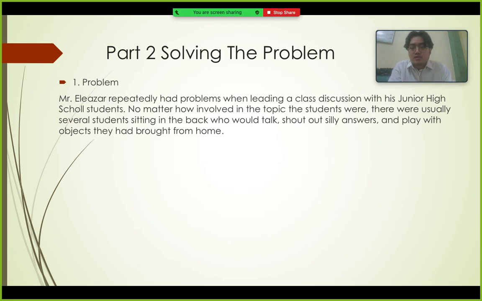Okay, to solve the first problem, here's a plan to help Mr. Eleazar manage the situation. First, establish clear expectations. Mr. Eleazar should set clear expectations for classroom behavior from the beginning of the school year. He can discuss these expectations with students and involve them in creating class rules.